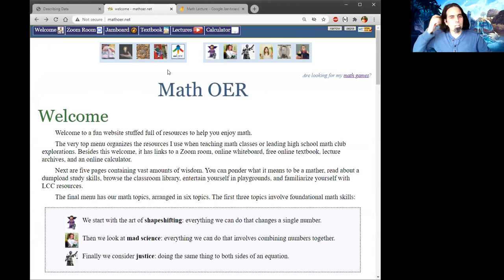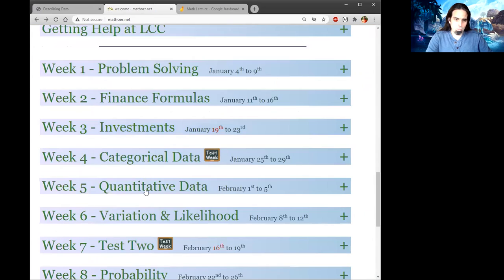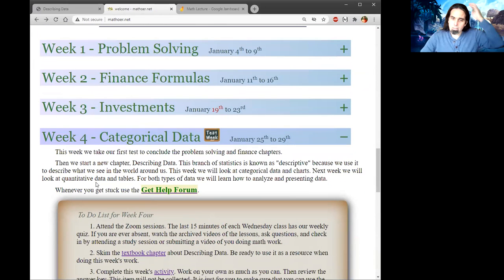Our new thing is we're going to talk about describing data. So we are in categorical data. We're looking at data that we can make categories about and maybe make some charts. And I'm going to start by just talking about types of measures we'll make.